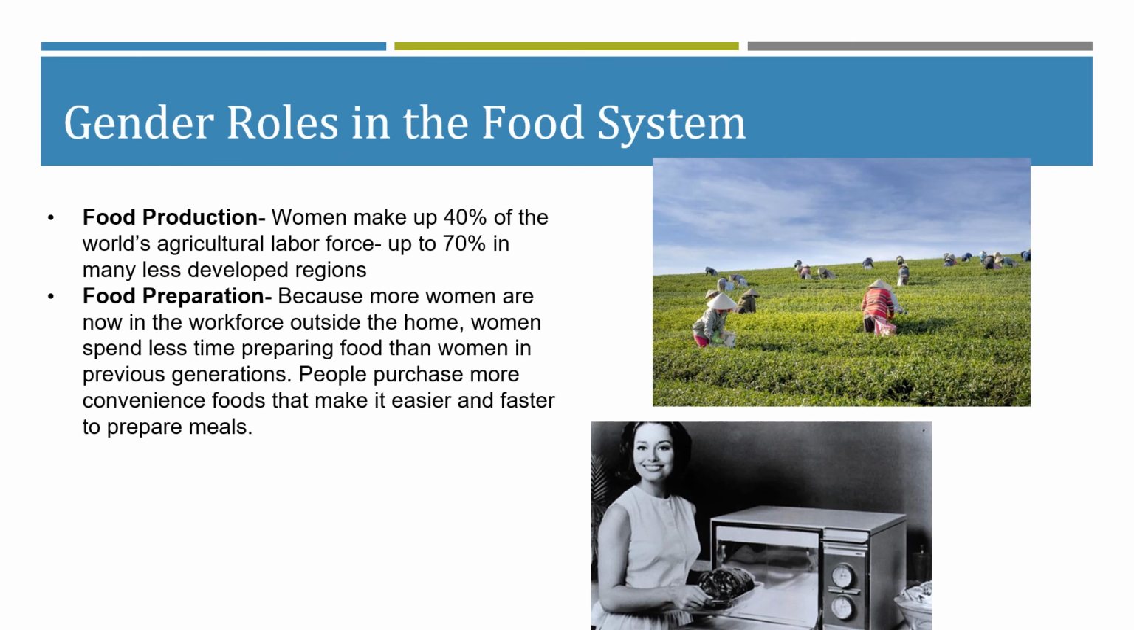And finally, the last part of this unit has to do with gender roles in the food system. What is true is that throughout history, women have played a huge role in the food system, both in production and preparation. Today, in terms of food production, women make up 40% of the world's agricultural labor force. In less developed countries, it's almost 70%, meaning the majority of the workers in subsistence agriculture are women. The people who are out there hand picking rice and working in subsistence farms are mainly women.